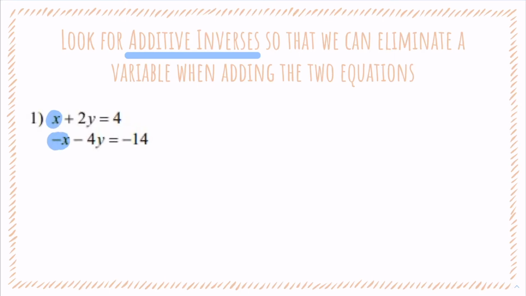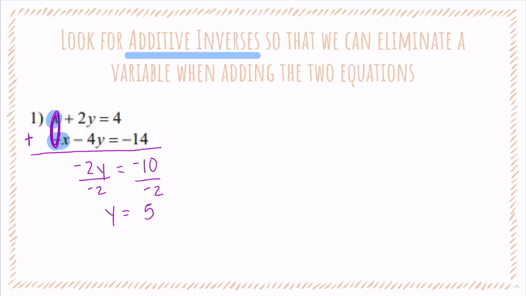So that means when we add our two equations together, remember we combine like terms, so we have x plus negative x is 0, 2y plus negative 4y is negative 2y, and then 4 plus negative 14 gives us negative 10. Notice those additive inverses simplify to 0, so now we're left with a one variable equation. So we just solve for y. We divide both sides by negative 2, and we get y equals 5. So already we have half of our solution.